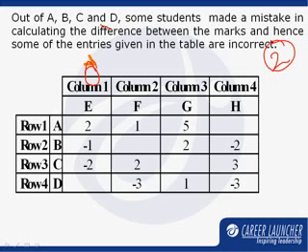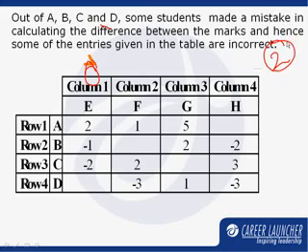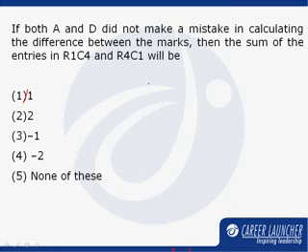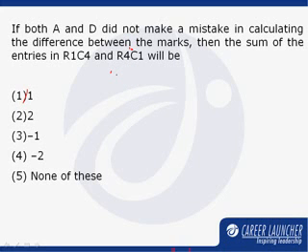Now we are also given that in calculating these differences, A, B, C and D might have made some mistakes, and hence this data may not have been correct. Let's look at the first question. We are given that both A and D did not make any mistake in calculating these differences, and now we are supposed to find out the data that is there in the cell number R1 C4 and R4 C1.